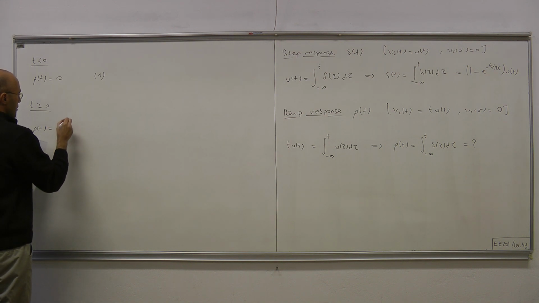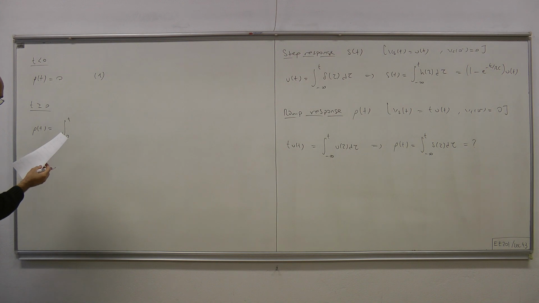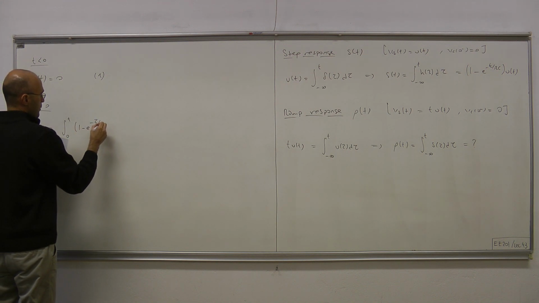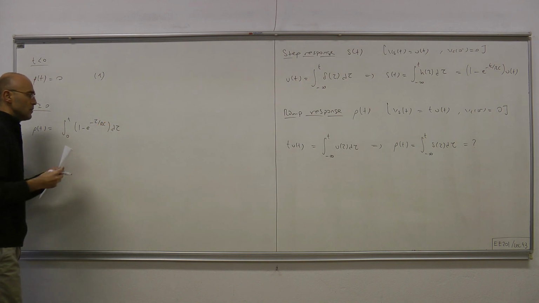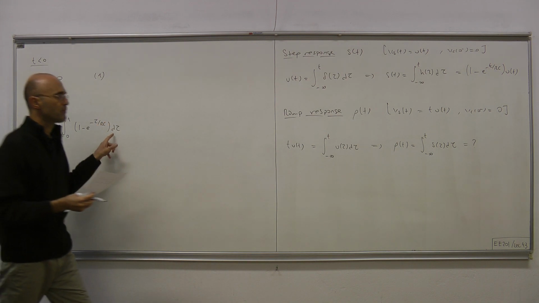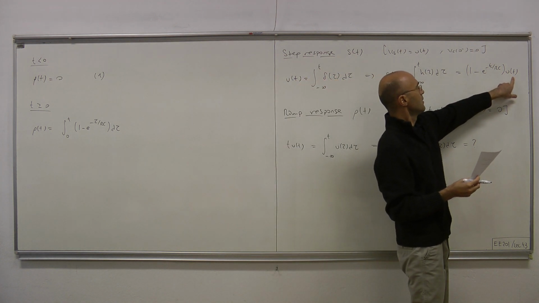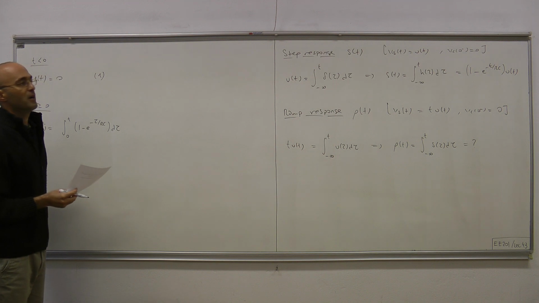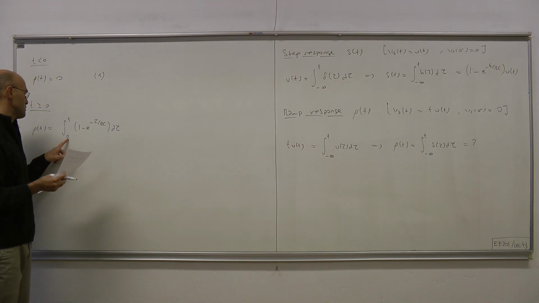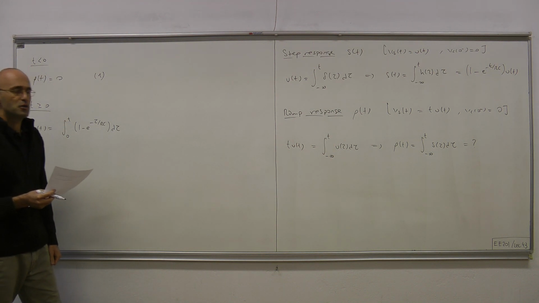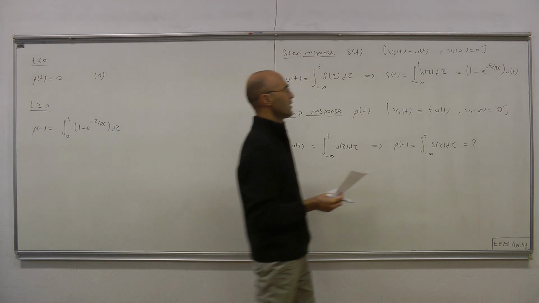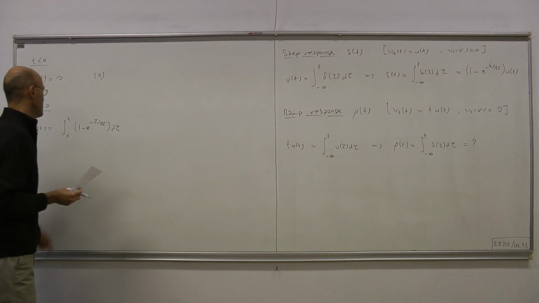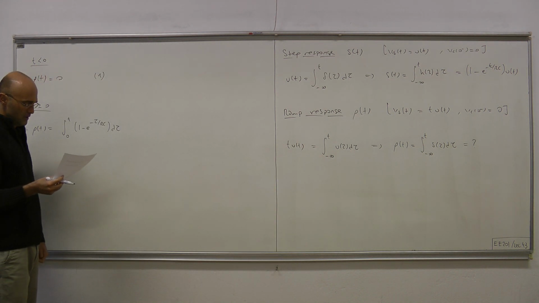equals the integral from 0 to t of 1 minus e to the minus tau over RC, d tau. Now we no longer have to write the step function multiplying 1 minus e to the minus t over RC, because we're integrating from 0 toward the future, and u of t is 1 in that region, so we don't have to write it down. So let's compute this integral.